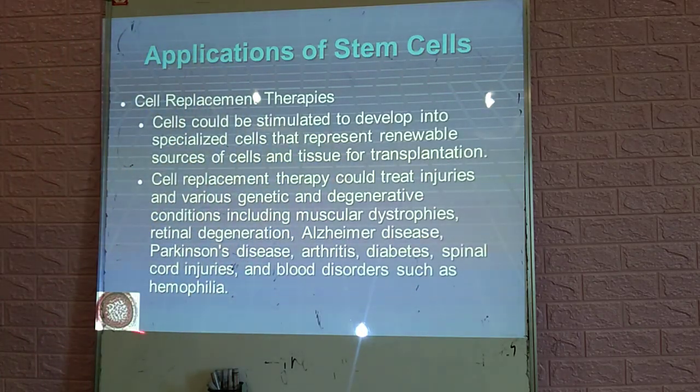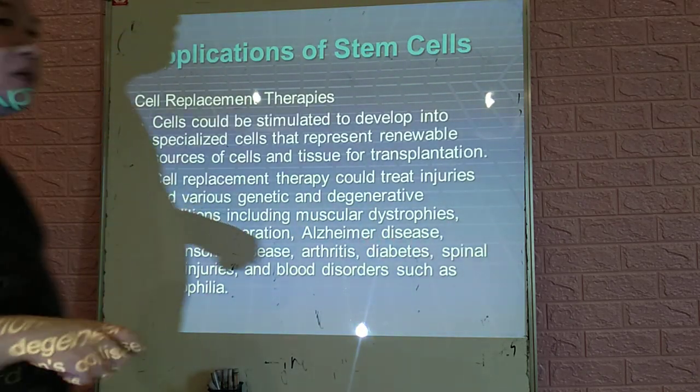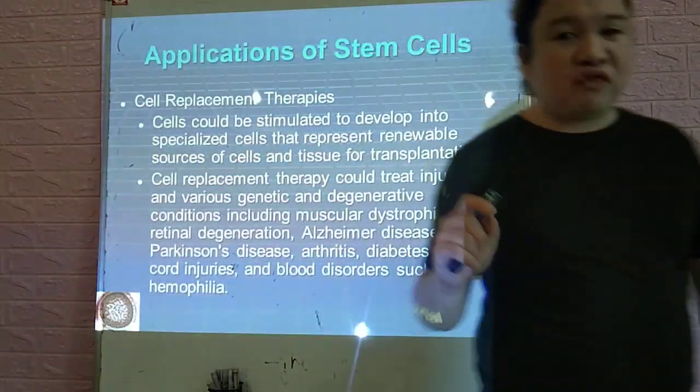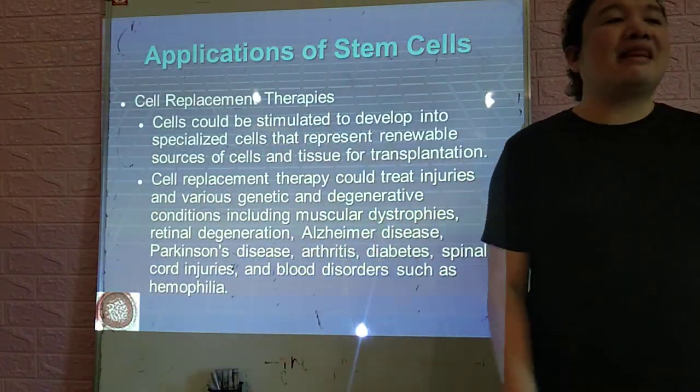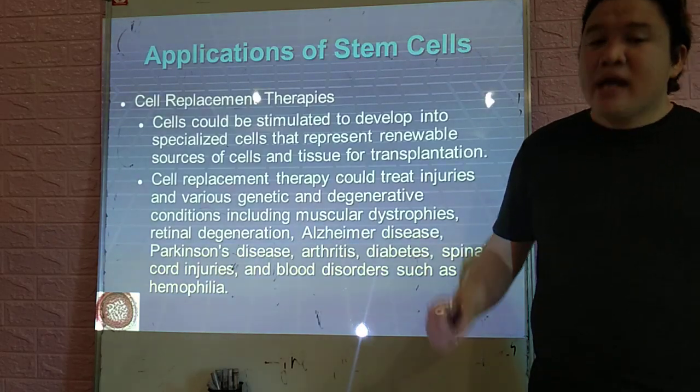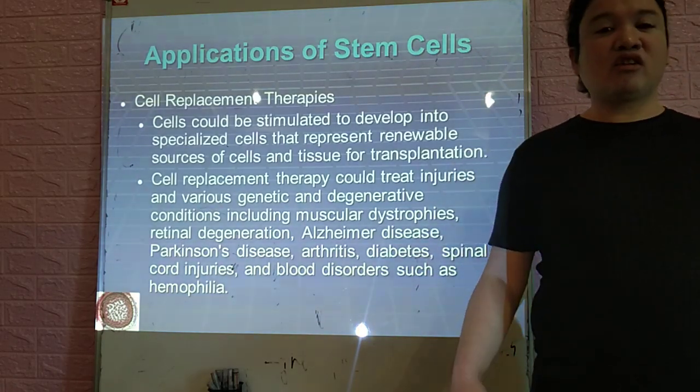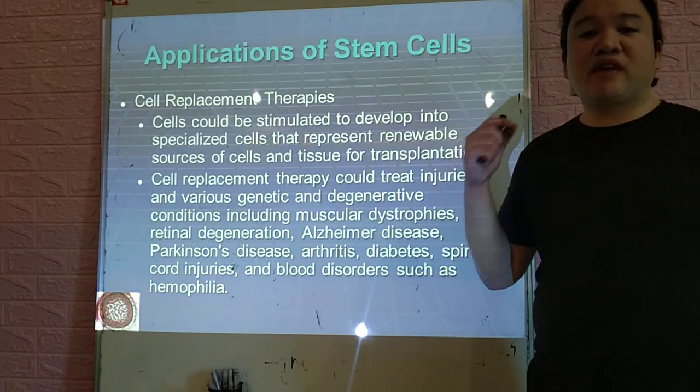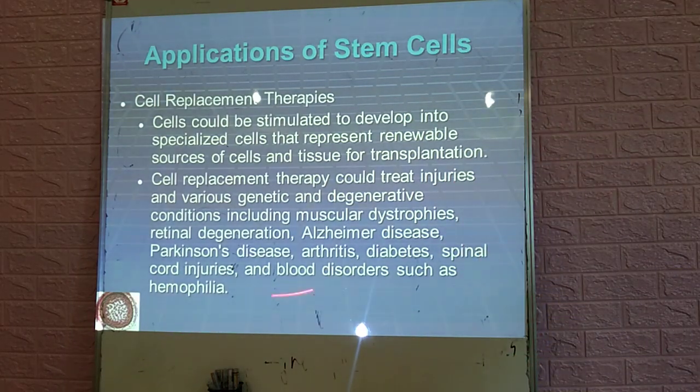Cell replacement therapy could treat injuries and various genetic and degenerative conditions, including muscular dystrophies. If you are to remember Duchenne type muscular dystrophy, with the weakening of the muscles, that specific child will undergo debilitating effects until such time that the child dies due to respiratory distress. Next, we also have retinal degeneration. Remember, cornea and retina that have undergone degeneration can be regenerated. Alzheimer's disease and Parkinson's, even arthritis.